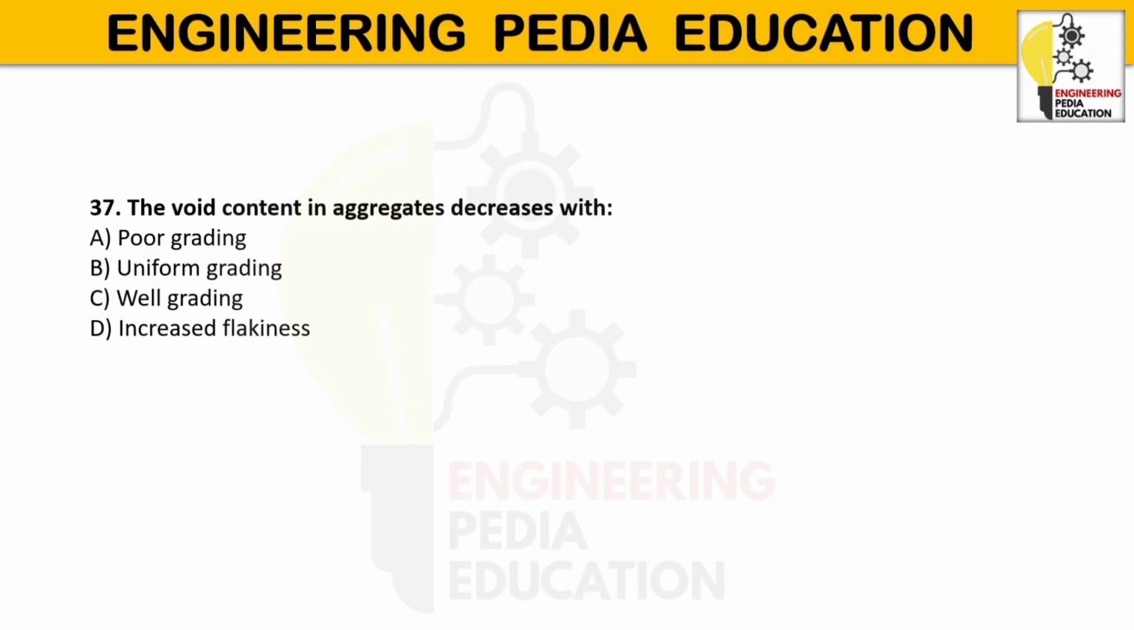Void content in aggregate decreases with poor grading, uniform grading, well grading, or increased flakiness? As we have discussed, well graded results in minimum voids and maximum density. So well grading is the correct answer. Void content in aggregate decreases with well grading. Well-graded aggregate has all sizes present, best packing. Poorly graded has missing sizes, more voids. Uniformly graded is mostly the same size, high voids.